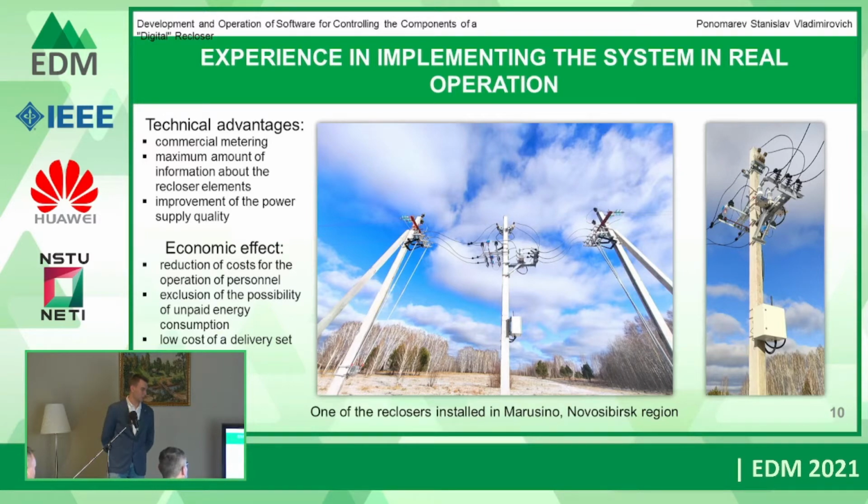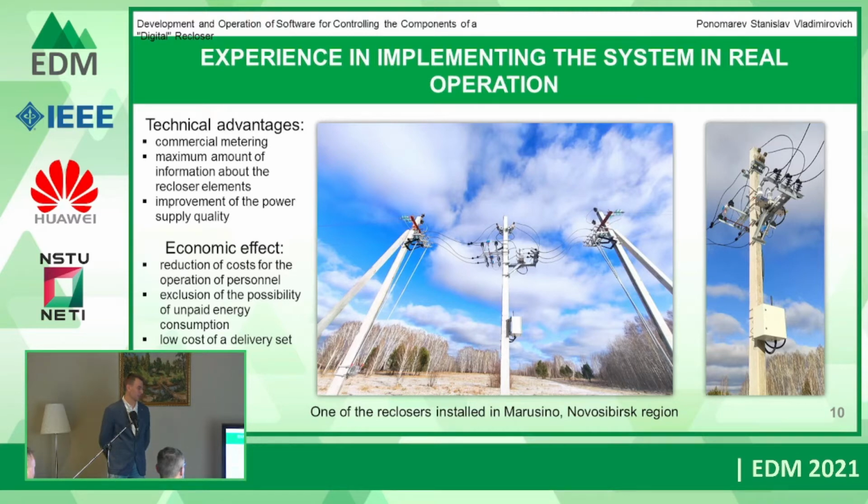So this system was created, and then it was installed in the Marusina, Novosibirsk region. On this slide you can see one of the reclosers installed in this area. The recloser itself is installed on a central concrete support. The right and the left concrete supports are for additional modules that could be installed.